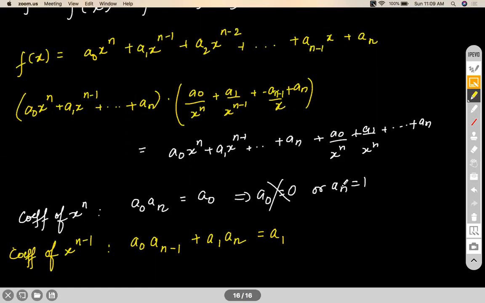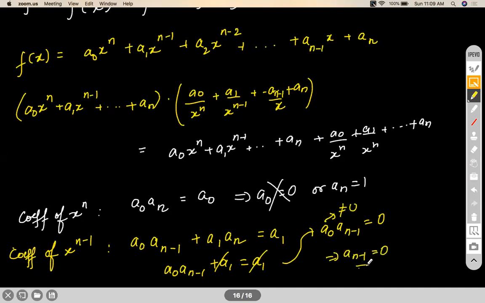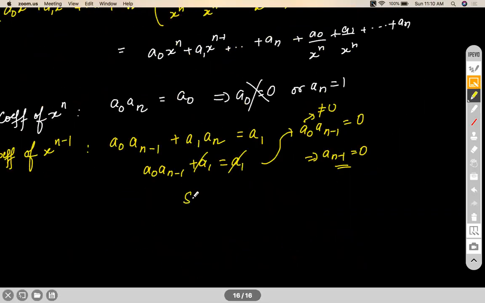Now remember, an is 1. an is 1 means this term will be a1 again. So a1, a1 gets cancelled off. That means a0 an minus 1 is equal to 0. a0 cannot be 0. What does it mean? an minus 1 has to be 0. Am I right? Similarly, you'll realize that an minus 2 would also be 0. an minus 3 would also be 0, and so on.